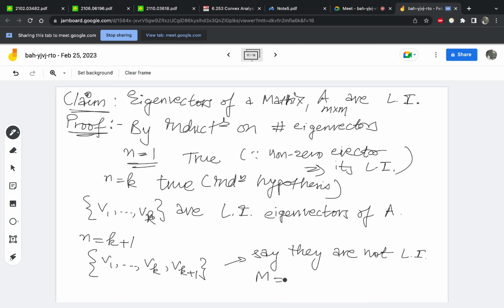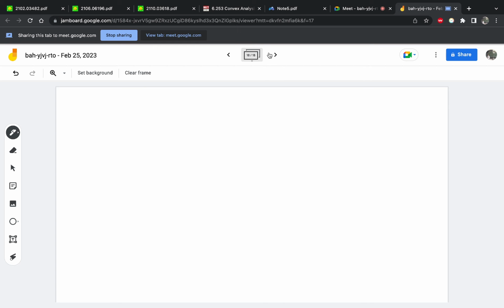And collect all the eigenvectors as columns of a matrix and call it M: v1, v2 up to vk plus 1. Because I said that these k plus 1 are not linearly independent, and I'm assuming the induction hypothesis that v1 to vk are linearly independent, the rank of M is k. So far I just assumed the induction hypothesis and wrote what the induction step is.